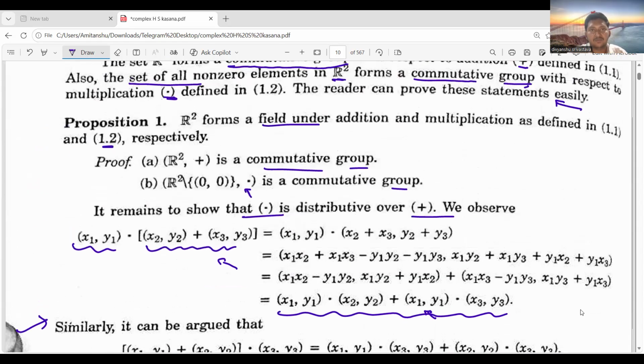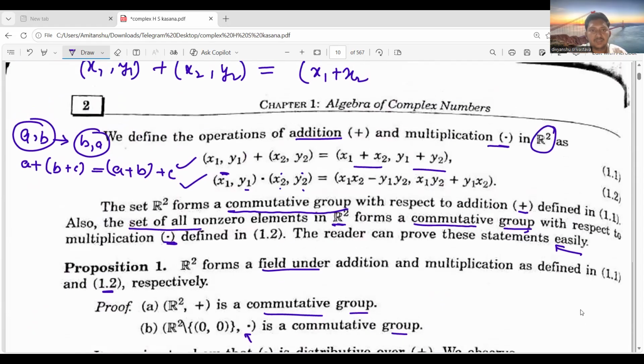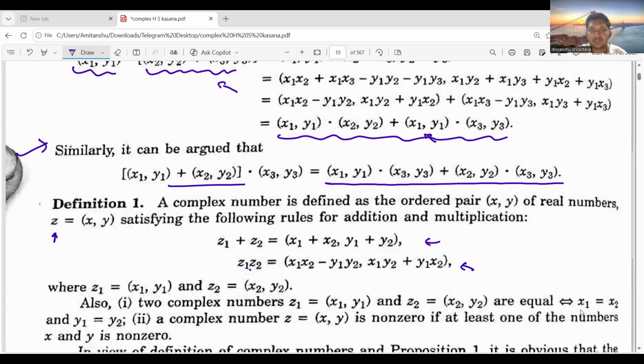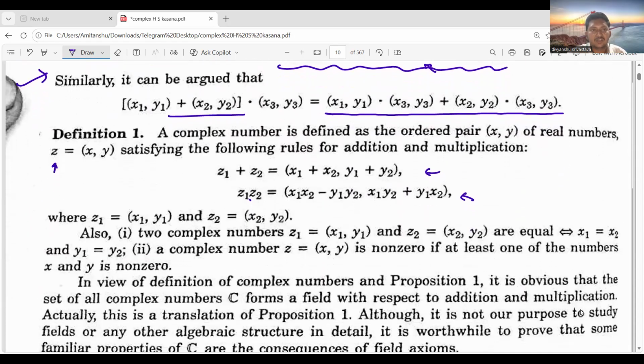Already, you see here, these R square forms a commutative group with respect to addition and multiplication. So these two things you have here. z1 is (x1, y1), z2 is (x2, y2). When two complex numbers z1 and z2 are equal, you get x1 equal to x2 and y1 equal to y2. Non-zero means at least one of the elements x and y is non-zero.